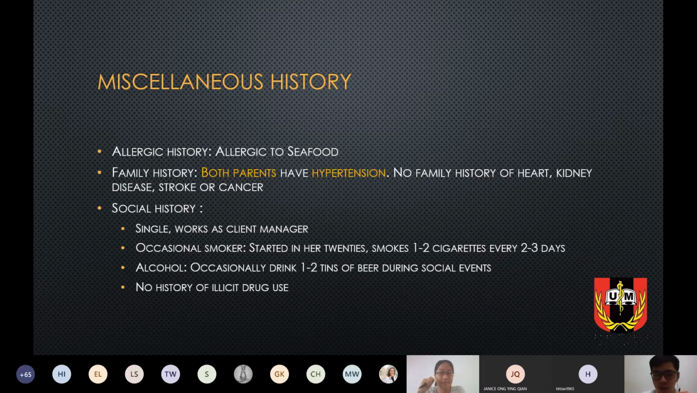For the social history, the patient is currently single, working as a client manager. She is an occasional smoker, which she started in her 20s, and smokes 1 to 2 cigarette sticks every 2 to 3 days. Alcohol, she occasionally drinks 1 to 2 tins of beer during social events. No history of illicit drug use.